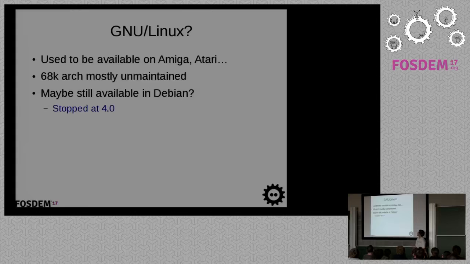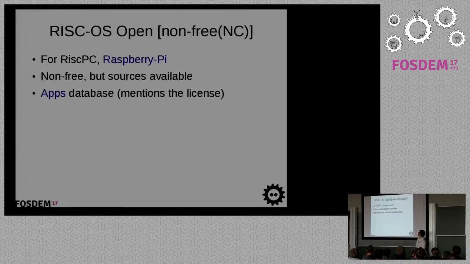Yeah, still does. Great. Debian stopped officially supporting them, but you can get some archives. There's RISC OS, which isn't really free software. The source code has been published, but it's a non-commercial license, so, well, kind of. But their application database is nice because it says if it's shareware, freeware, GPL v2, whatever, so you can actually search for apps that are free software.